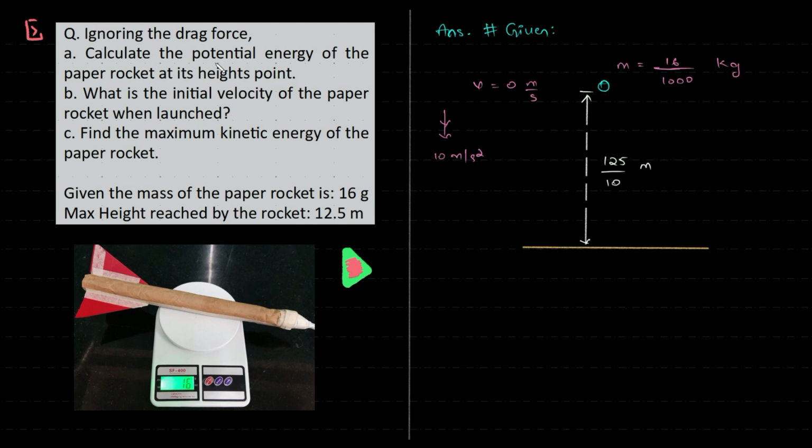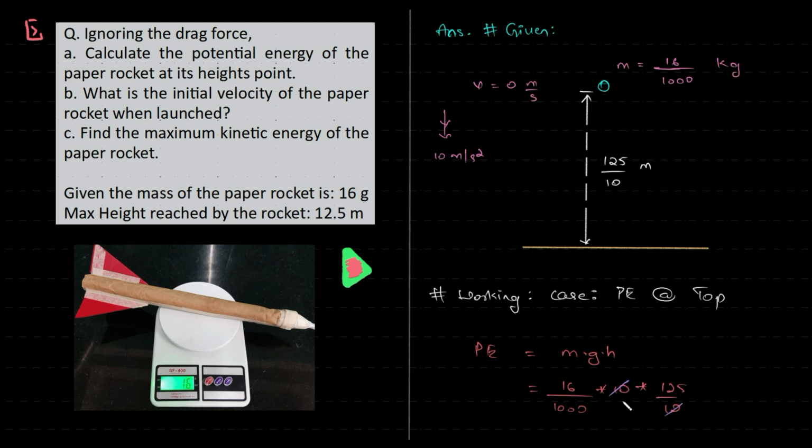Now let's figure out the potential energy of the paper rocket at its highest point. So we have a particular case: we are looking at potential energy at the top. How do we go about doing this? Potential energy is equal to mgh. All you have to do is substitute 16 by 1000 into 10 into the height. We have a set of zeros that we can cancel.